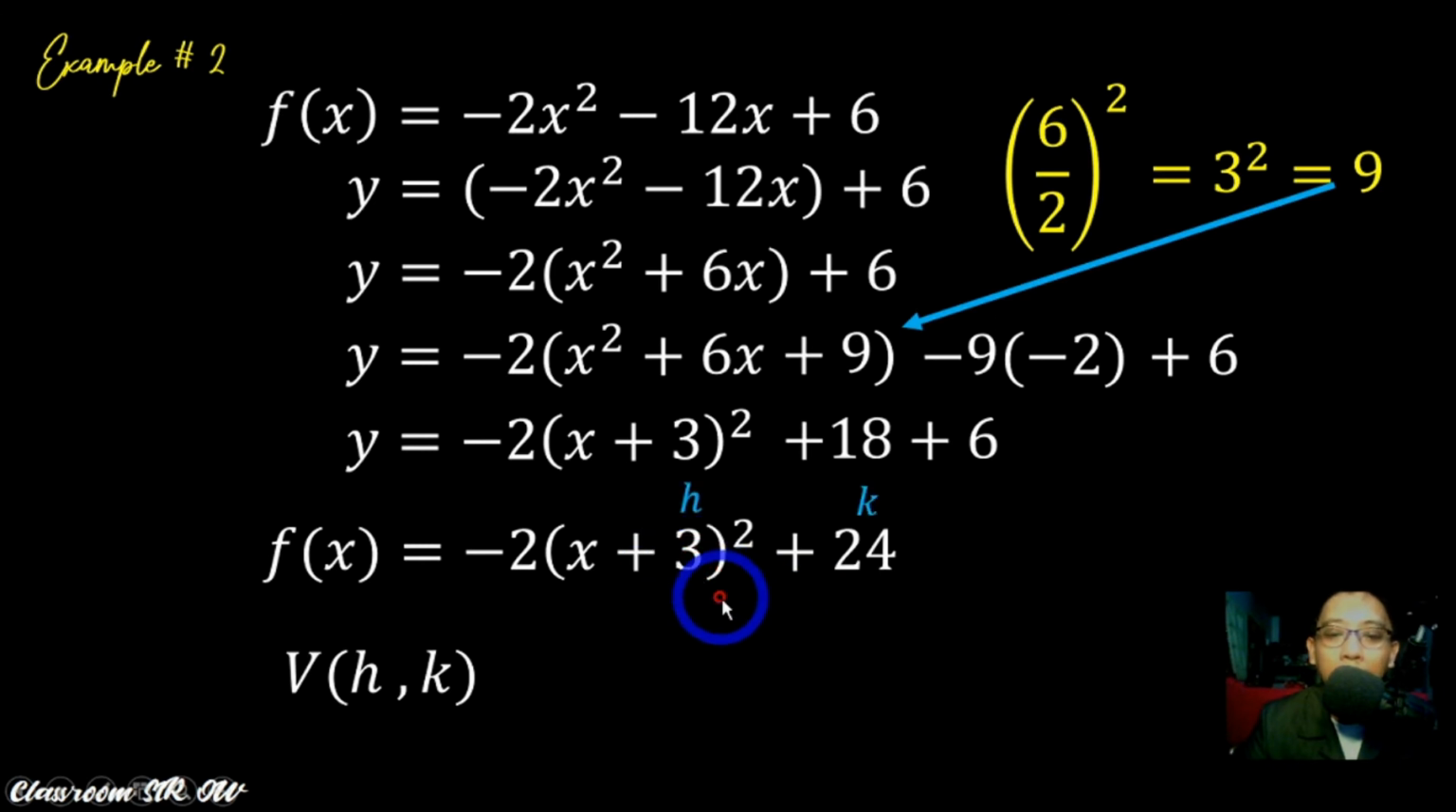Of course, this is our h and this is our k. So therefore, the vertex is negative 3, because we will get once again the opposite of positive 3, that is negative 3, and k is positive 24.